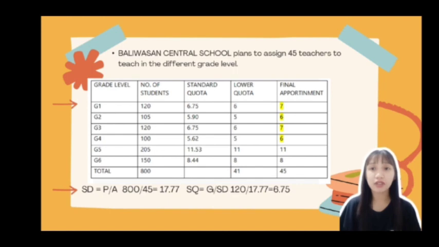In getting the standard divisor, we need to follow the formula SD equals P over A, where P stands for population and A is the required allocation. After getting the standard divisor, we need to get the standard quota of each grade level. So SQ equals G over SD, where G stands for the group, or the number of students, divided by the standard divisor.